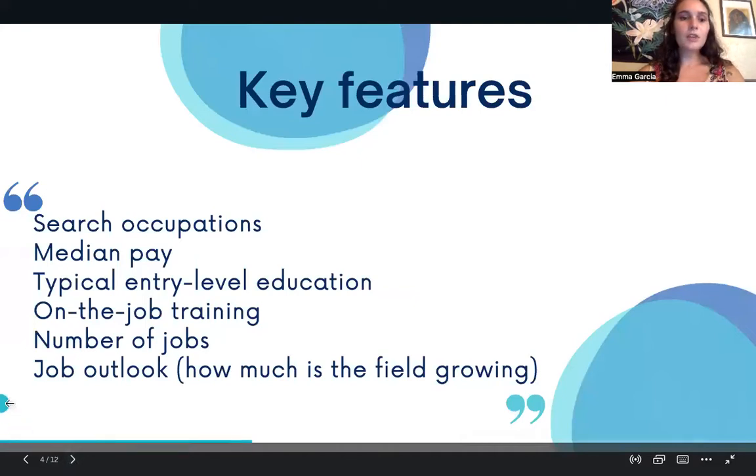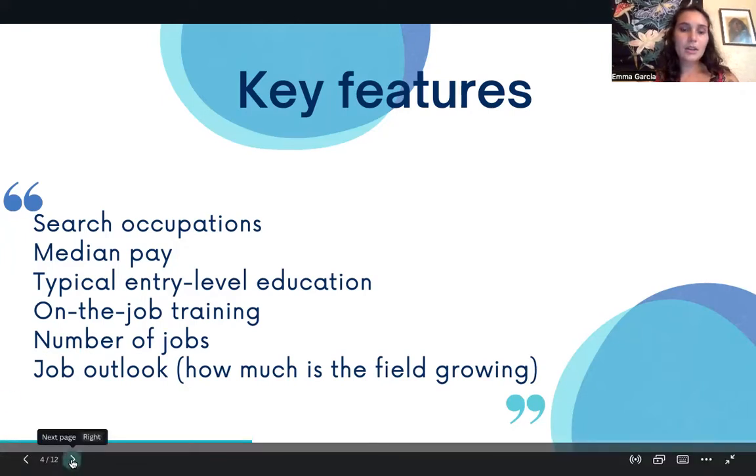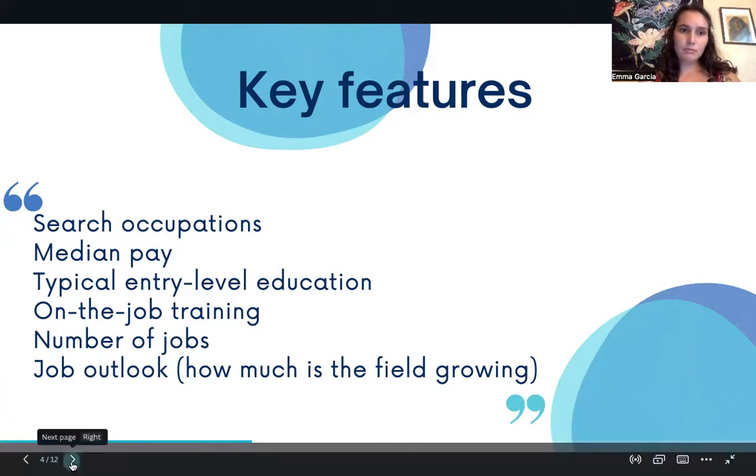All right, so some of the key features are that you can search the occupations by a range of ways, including pay, what education level you have or that you're looking to have, the level of on-the-job training that you would need, the number of jobs in a given area, and the job outlook, which is how much the field is growing and is expected to grow in the coming years. That's helpful statistical data, and it's accurate statistical data since it is run by the government, so it's updated information. Good at looking at those numbers related to jobs.